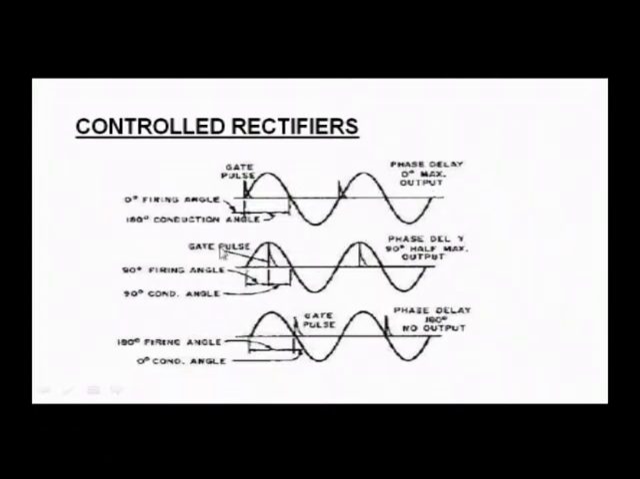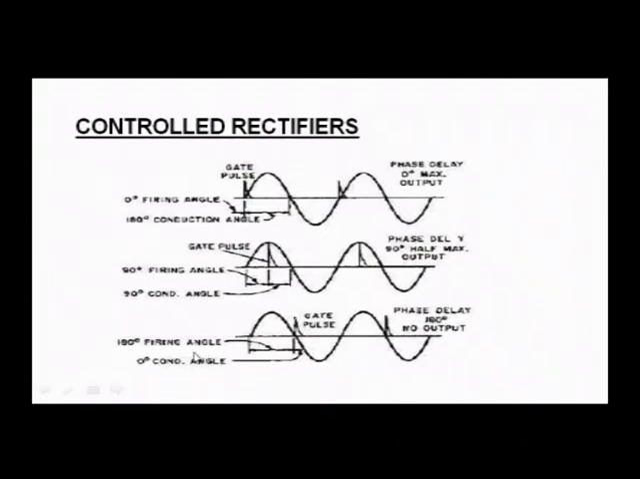Now, in the second waveform you could see I am giving a gate pulse at 90 degrees. Okay. So, 90 degrees firing angle means 90 degrees conduction angle. So, in this portion only the SCR is going to be on. So, only half portion of the current and voltage is available. That is why for phase delay of 90 degrees I am going to get only half the maximum output. So, for 90 degrees it is off and for another 90 degrees it is on when I give the gate pulse exactly at 90 degrees.